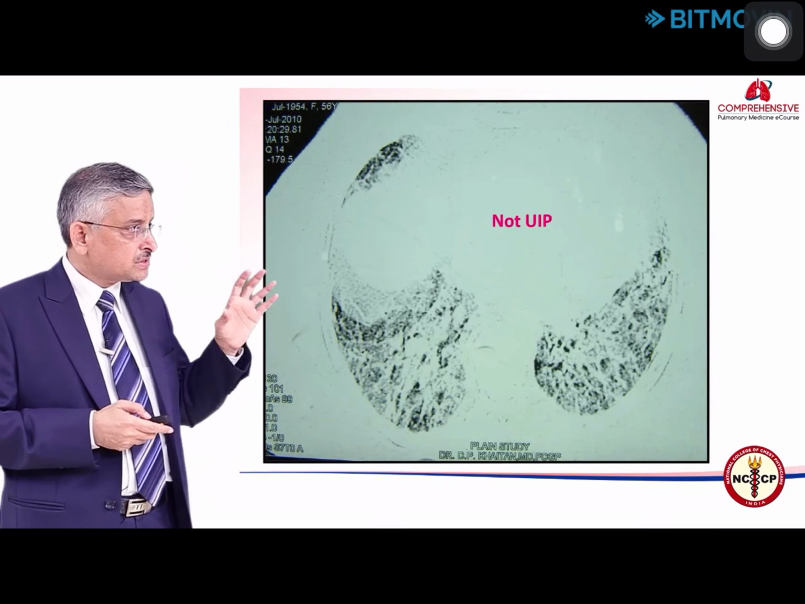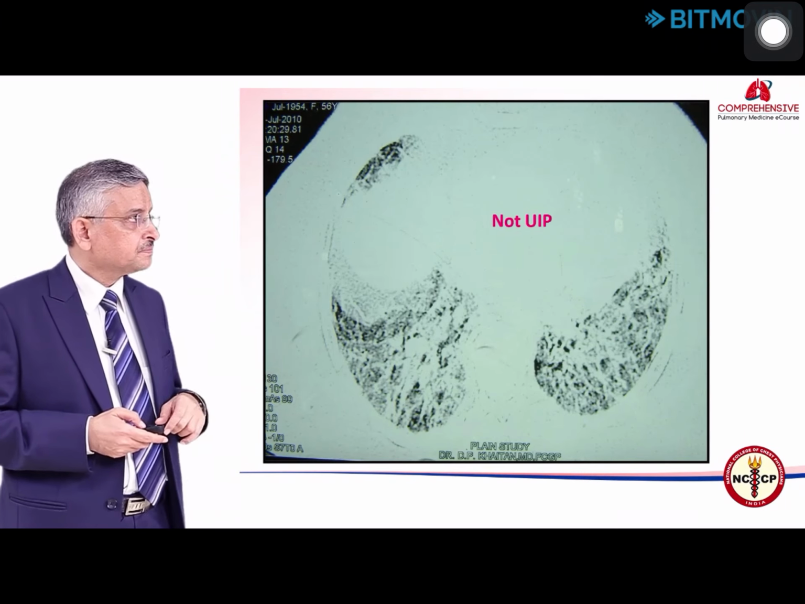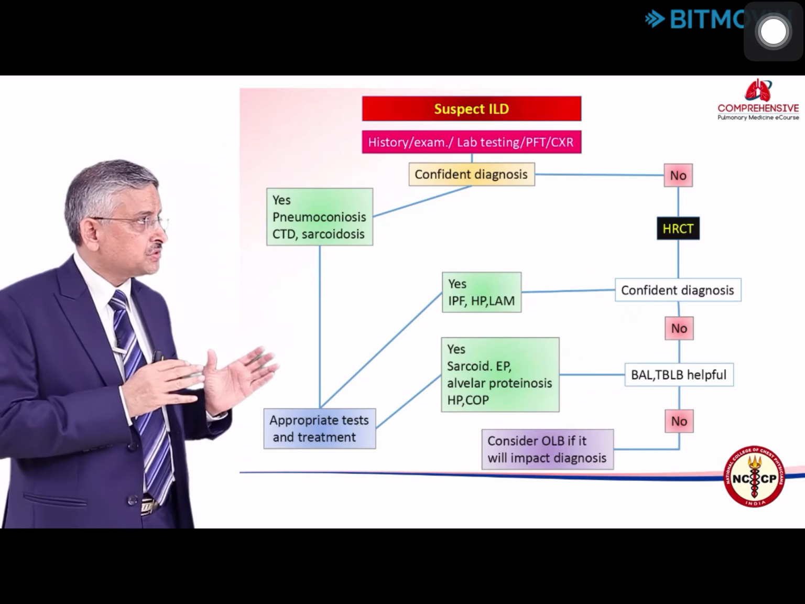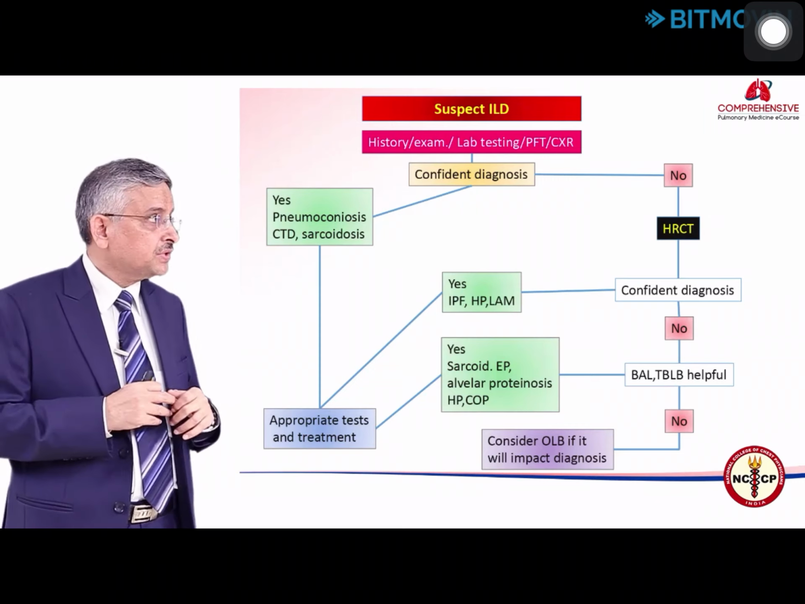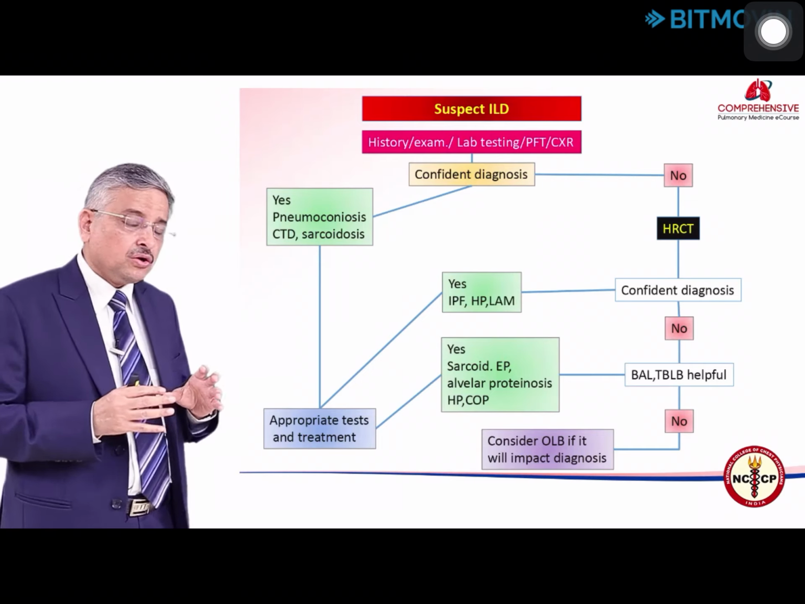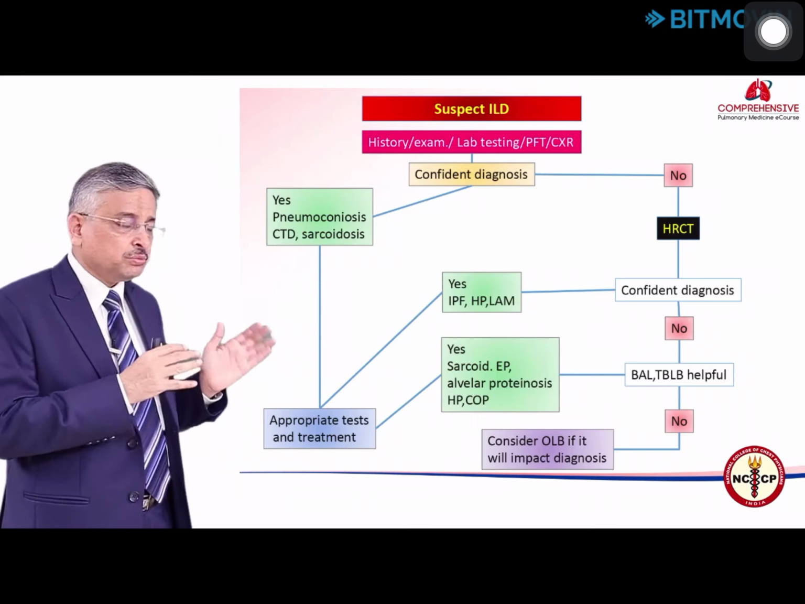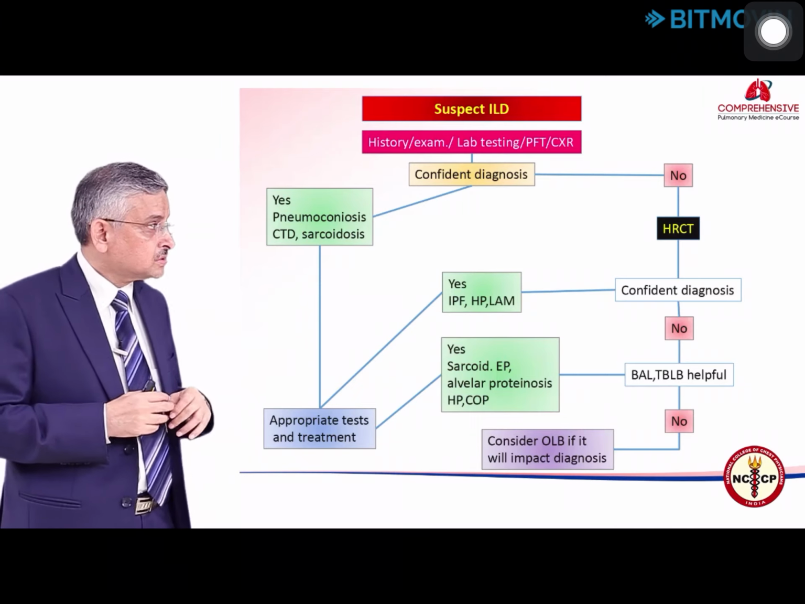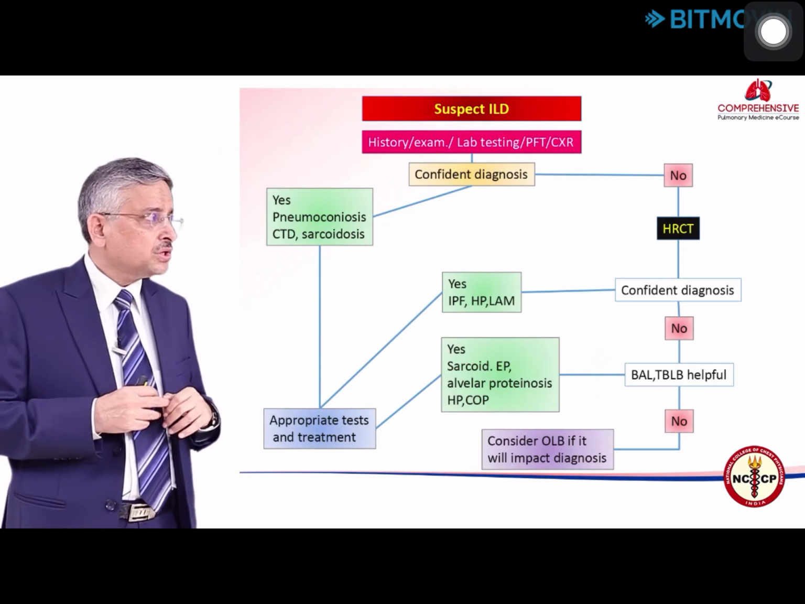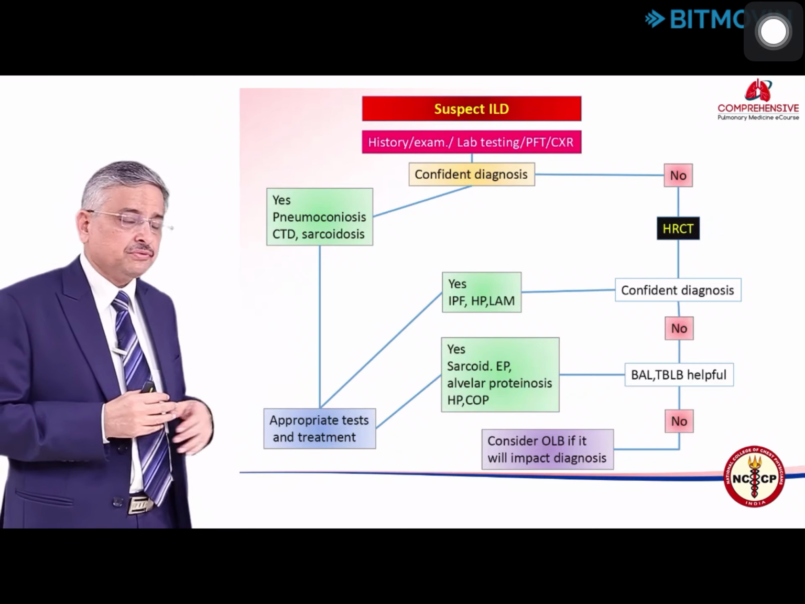And this is a patient who has a lot of ground glassing, there is no honeycombing, and this is not a UIP pattern. So, finally, if you suspect ILD in a patient, the first important thing is to take a history, do investigations, do a lung function and a chest X-ray. Based on this, if you can make a confident diagnosis based on a history, or you have a peripheral lesion, you biopsy and it shows a non-necrotizing granuloma, you can make a diagnosis of pneumoconiosis, CTD or sarcoidosis, and you would start appropriate treatment. But more often than not, you would get an HRCT. Based on your HRCT, if you can make a confident diagnosis, it could be IPF, HP or LAM. Again, you can start treatment without doing anything else.